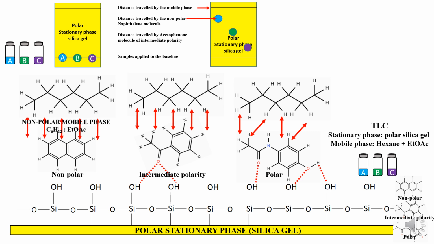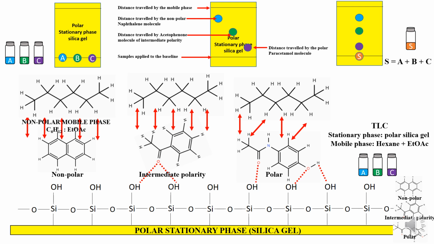Now the reference line at the upper end of the TLC plate refers to the distance traveled by the mobile phase. Now the blue spot refers to the distance traveled by the non-polar naphthalene molecule. The green spot refers to the distance traveled by the acetophenone molecule of intermediate polarity, while the purple spot refers to the distance traveled by the polar paracetamol molecule. Now the samples are initially applied over the baseline. So this is the separation when the samples are spotted individually.